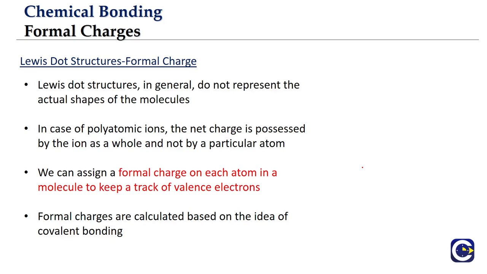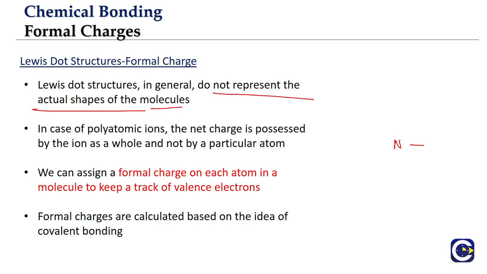Formal charge is something that we will derive based on the Lewis theory, or the Lewis dot structures. In Lewis dot structures, we have mentioned one thing particularly: they do not represent the actual shapes of the molecules. They only indicate how different atoms are bonded to each other in a molecule.